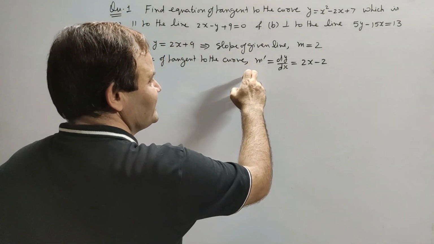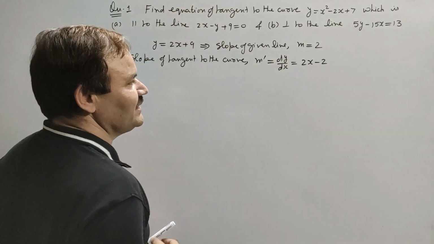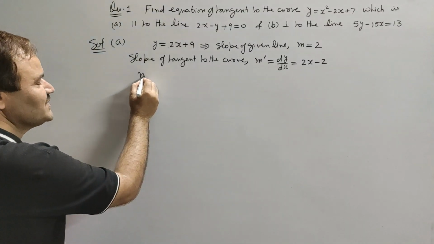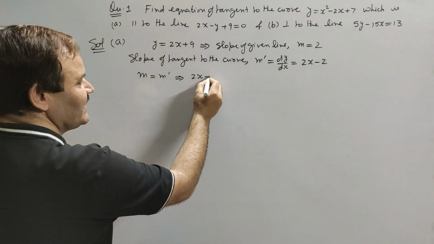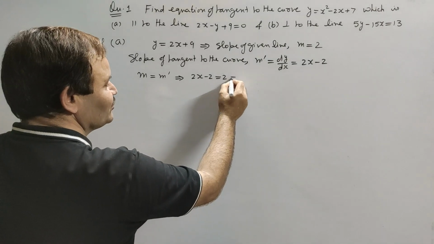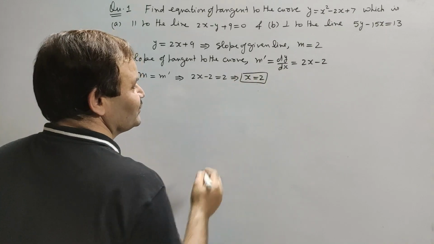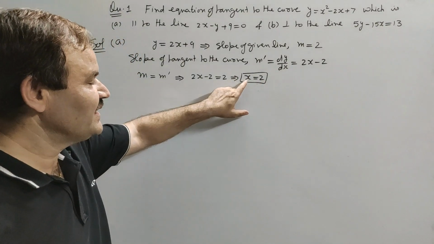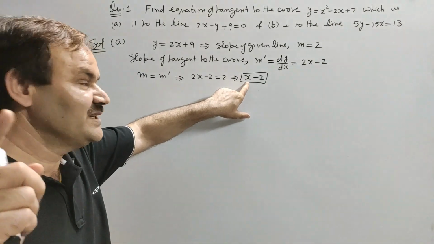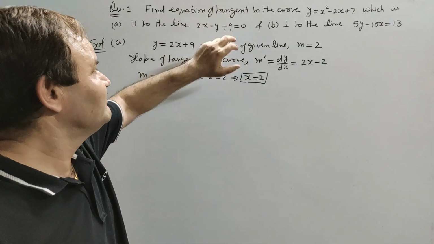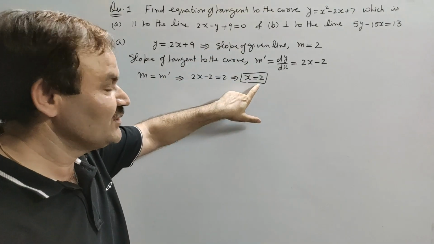Since these two lines, the tangent to the curve and the given line, are parallel, m must be equal to m dash. This implies 2x minus 2 must be equal to 2, which implies x must be equal to 2. It shows that for the point at which the tangent to the curve will be parallel to this line, the value of x will be 2.